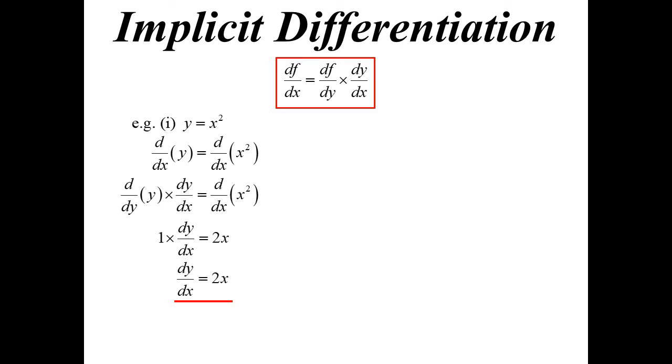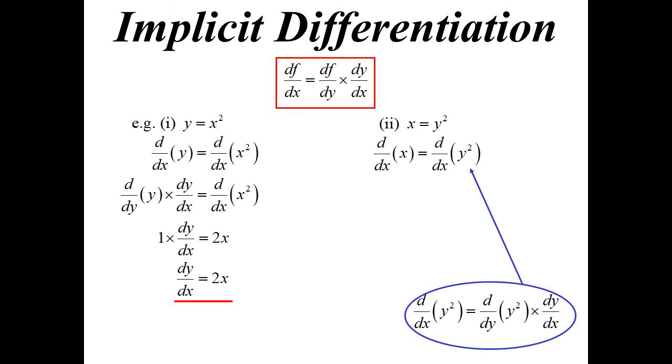Now it means we can differentiate something like this. I don't have to make y the subject. I can say, well, I want to still differentiate with respect to x. So if I differentiate x with respect to x, I'll get 1. But when I differentiate y squared, I can't do that with respect to x, so I'll differentiate it with respect to y and times by dy/dx to balance it back out. So I end up with 1 is equal to 2y times dy/dx. Make dy/dx the subject and I now have a formula.